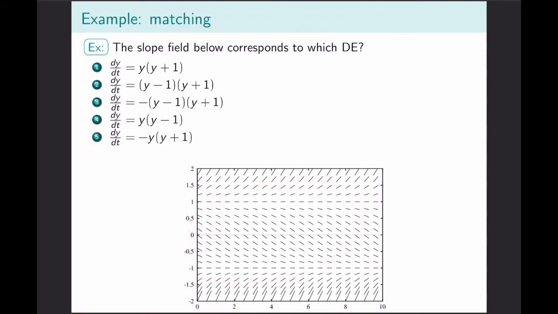Slope fields have a lot of information, and we just have to unpack it to see how we can match it to what is presented in the differential equations. First of all, looking at the slope field, a few things are noticeable. I can see which are the equilibria for this particular differential equation, and that is going to be when the derivative is 0, which means the slopes are in fact horizontal. I can see that the slopes are horizontal at 1, and I can see that the horizontal slopes are also there for -1. So these are my two equilibria.